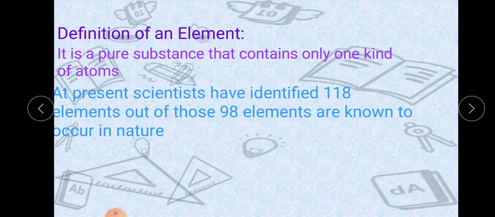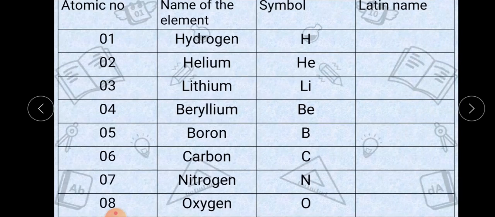Of these, 98 elements are found naturally, and the remaining are made in the lab, that is, artificially discovered. For this lesson you need to know at least 30 elements, first their symbol and atomic number. Start with the first element, that is hydrogen. Atomic number 1 is hydrogen. Hydrogen is the lightest element, and its symbol is H. In our environment we see hydrogen, oxygen and carbon dioxide gases.